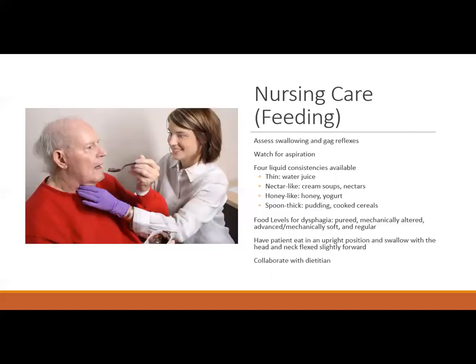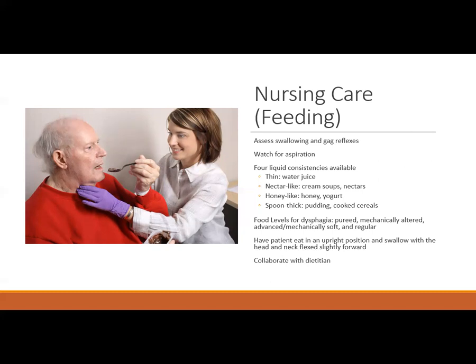The other thing is our feeding. So you want to assess your swallow and gag reflexes, watching for aspiration. There are 4 different liquid consistencies. You've got thin, nectar-like, honey-like, and spoon-thick. Thin is basically just your water and juice. Nectar-like is your creams, your nectars. Honey is basically the thickness of honey and yogurt. Spoon-thick is pudding and cooked cereals. So it can help with knowing how they swallow.